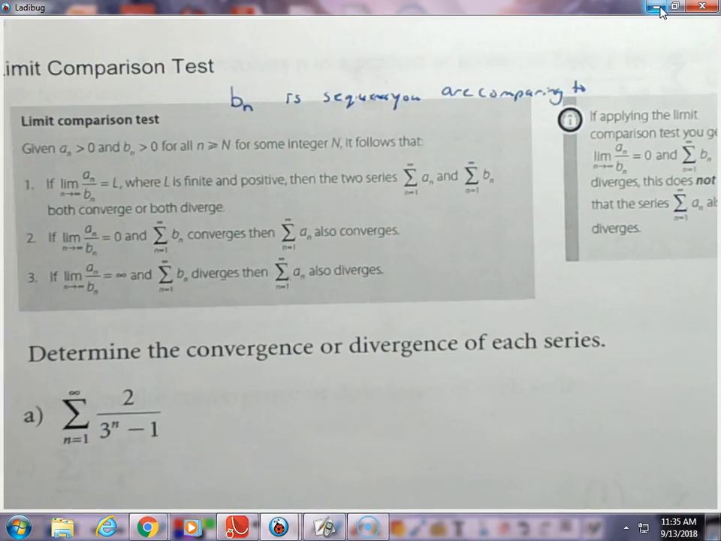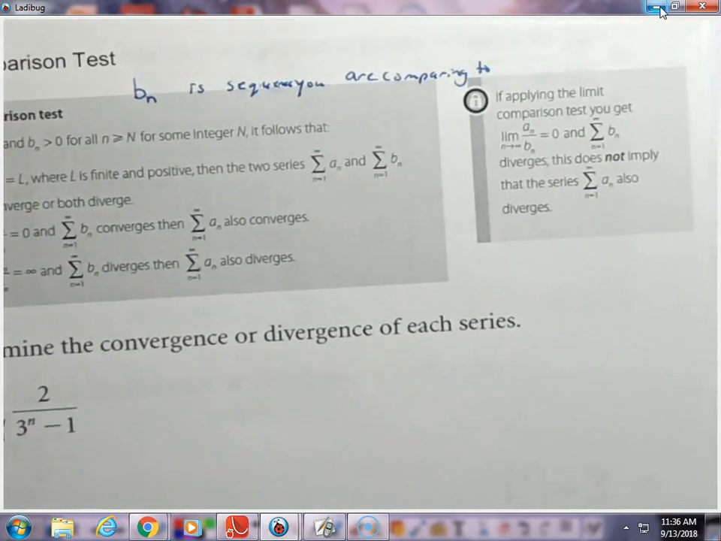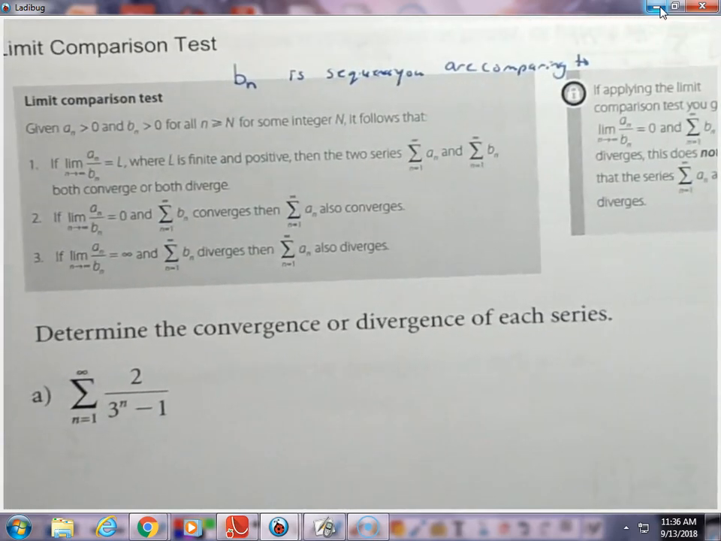Okay, so if when you take the limit you get 0, and what you're comparing to converges, then yours converges also. If you get infinity for your answer and what you're comparing to diverges, then your series diverges as well. It gives you a little note off to the side. It says if you get 0 and what you're comparing to diverges, you don't know anything. So basically, this is 0. If this diverges, you have no conclusion.